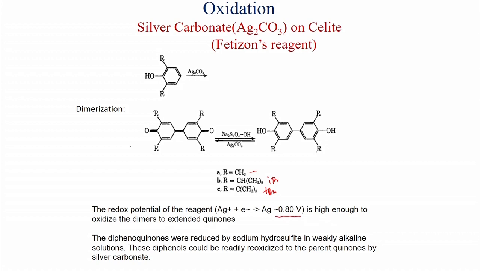These diphenoquinones are reduced by sodium hydrosulfide in weakly alkaline solution. So sodium hydrosulfide converts this diquinone to the quinol, and then these diphenols can be readily oxidized to the parent quinones by silver carbonate. So this means that first it gets to the dimer, the diphenol product, and then it is oxidized with silver carbonate to the diphenoquinone. Also if you want to get this back, we can treat it with sodium hydrosulfide to get this diphenol compound.